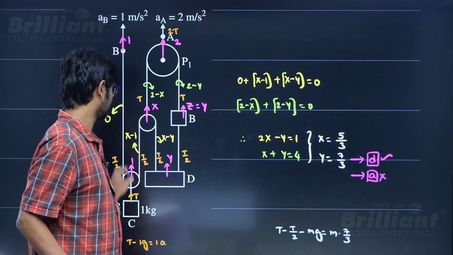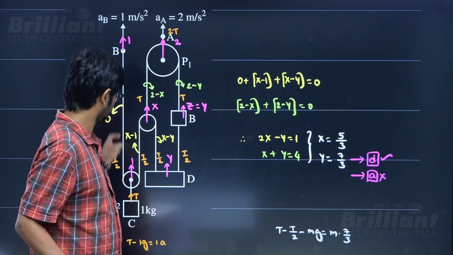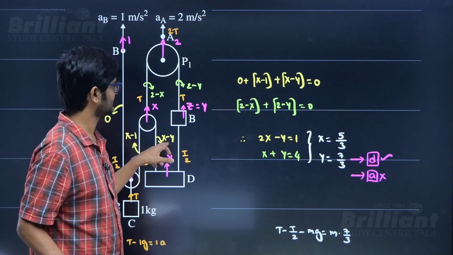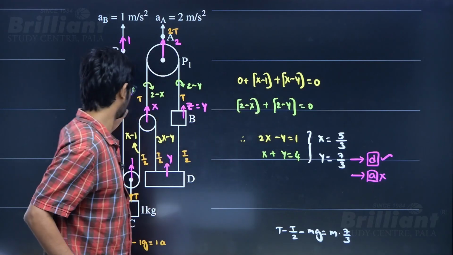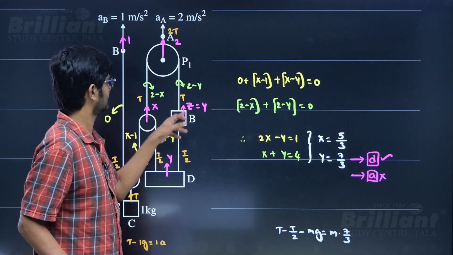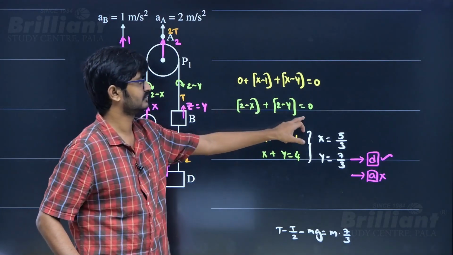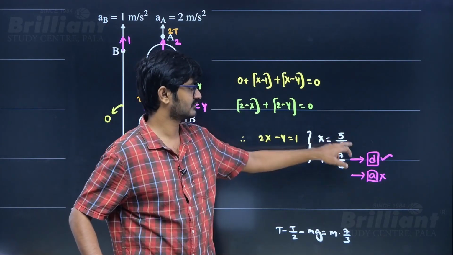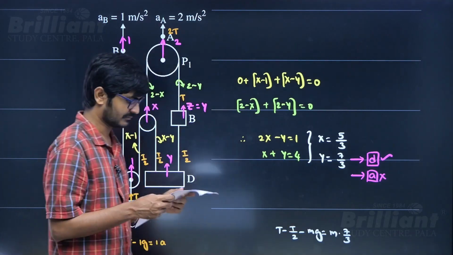But I know this is a single string, so net extension must be 0. 0 plus x minus 1 plus x minus y is 0. This is for the first string. Now similarly for the second string, 2 minus x plus 2 minus y must be 0. So there are 2 variables, 2 equations, so you can solve for them. You will be getting x equals 5 by 3 and y equals 7 by 3.